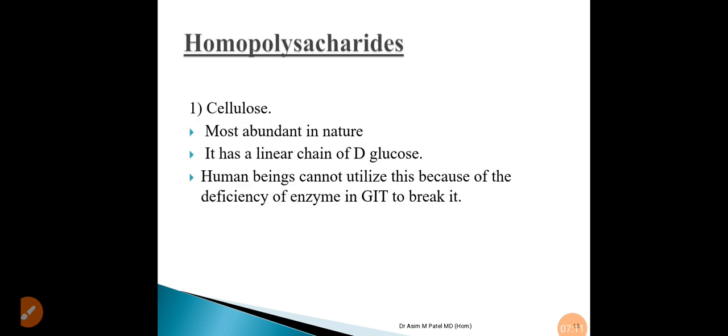Now something about the different types of homopolysaccharides, like cellulose. Cellulose is the most abundantly found in nature. It has a linear chain of D-glucose. Human beings cannot utilize this because of the deficiency of the enzyme in the gastrointestinal tract to break it.